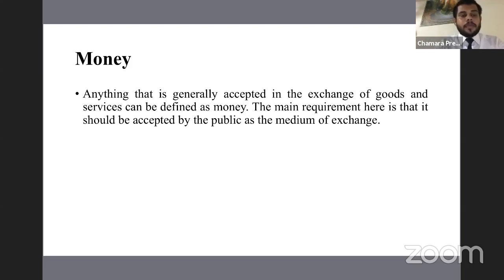We need to get support from other sources as well, right? So in the process of exchanging goods and services, one major important service is money. Anything generally accepted in the exchange of goods and services can be defined as money. The main requirement is that it should be accepted by the public as a medium of exchange. When we exchange a good or service, one major thing we look at is acceptance, right? If we have a medium that is not accepted by others, it's a big problem. So for money, the most important thing is that it is accepted by the public.